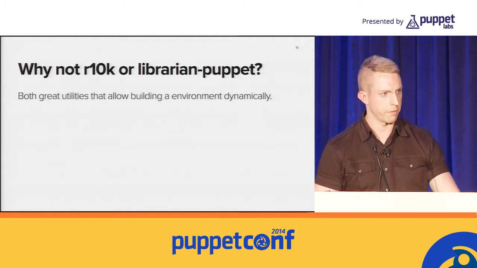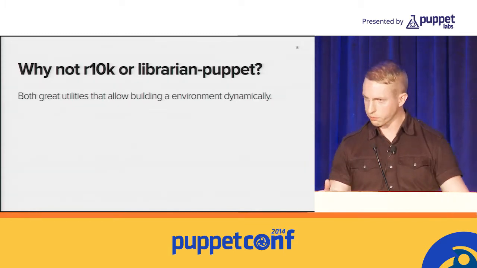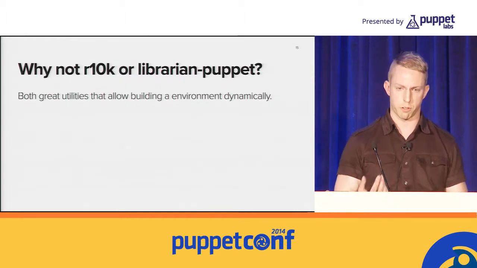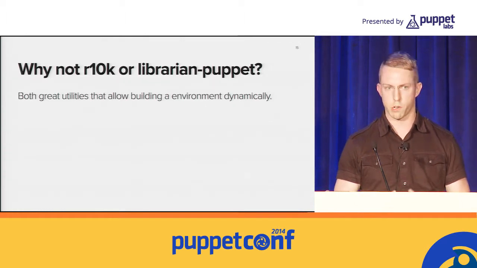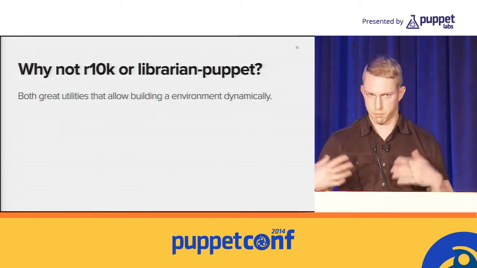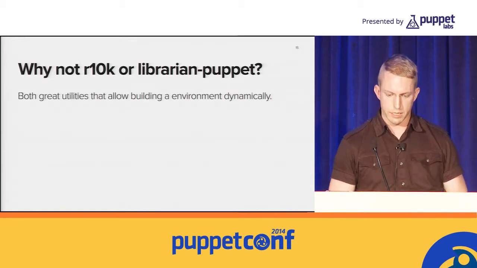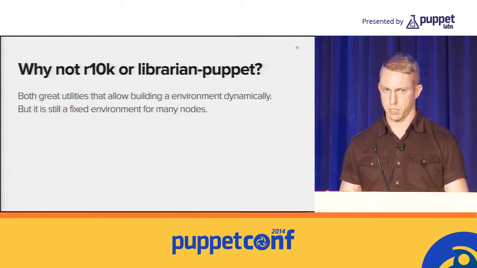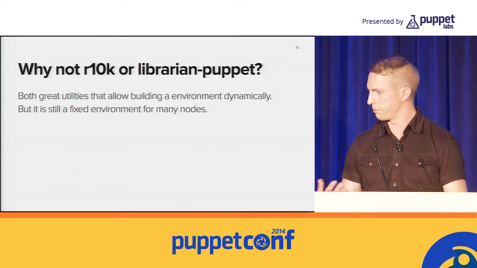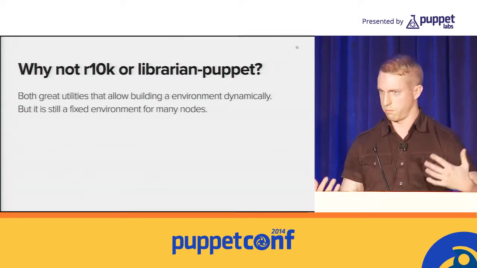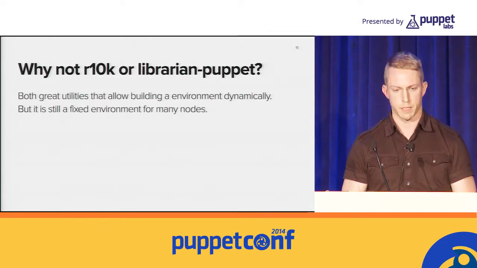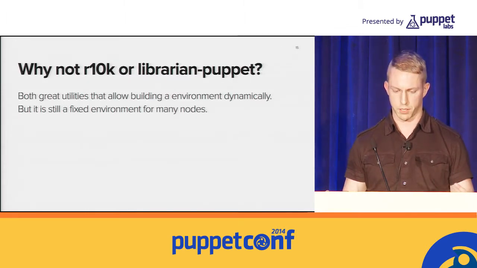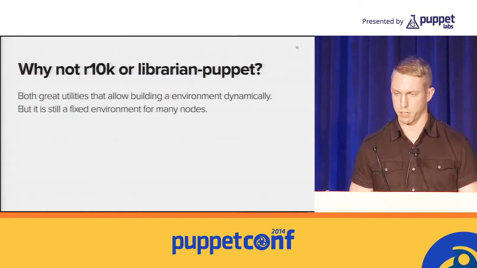They can both build an environment dynamically, so you specify which modules should be installed in this environment. They can fetch it both from Git or from Puppet Module Forge, resolve dependencies, that sort of stuff, and build an environment for you. But it's still like a fixed environment for many nodes, so you can build your production environment or some testing environment and which module versions you want to use in that environment. But it's still like everyone using the production environment still has the same set of modules, or everyone using the testing environment.